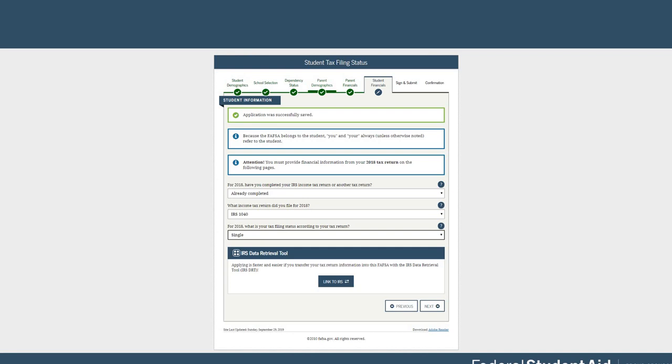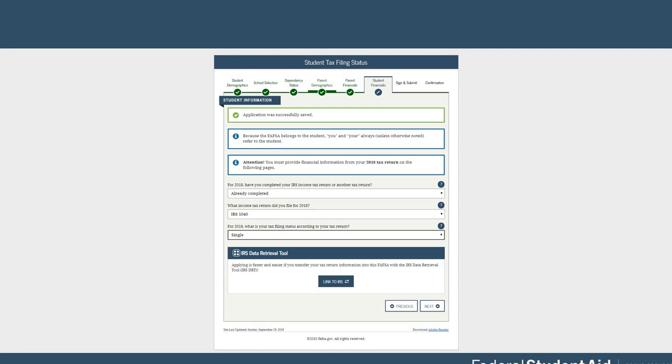So if you did file one, was it the IRS 1040 or one of the other ones listed in that box? For 2018, what is your tax filing status? Was it single? Was it head of household? Married filing jointly, married filing separately, etc.